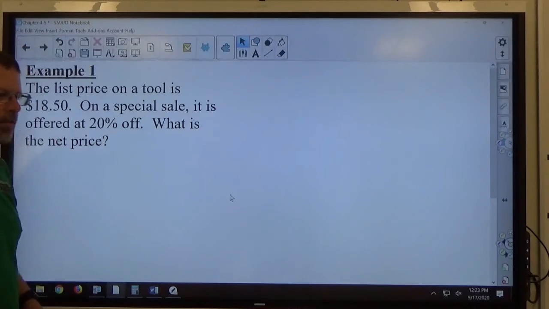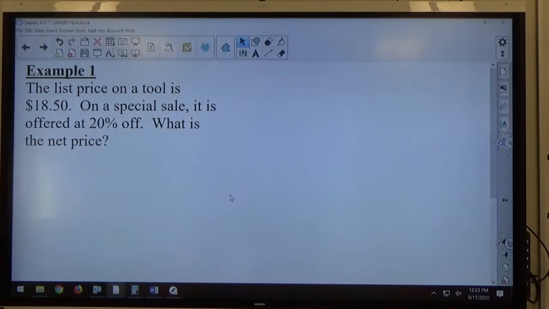Right, example 1 on section 405, day 1. The list price on a tool is $18.50. When businesses have a list price, that just says that the company selling the product to the business says this is what you should put the price on this product for. So if you've got some nationwide product, everybody's got around the same price. That's what the list price means.